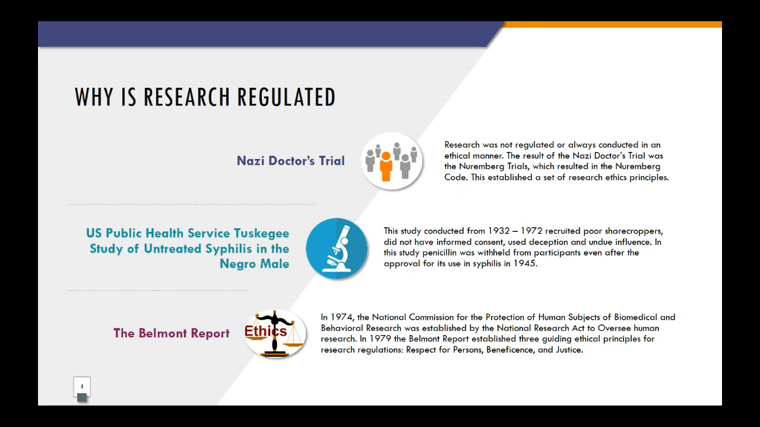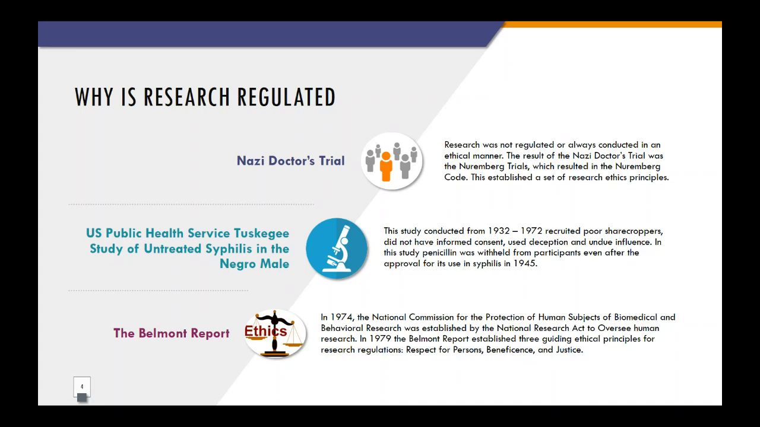So back during World War II, you had the Nazis who were capturing Jewish people and doing research on them that was really unethical. This is an example of research that was not regulated or conducted in an ethical manner. So what happened is they took all of those Nazi doctors and put them on trial, and it was called the Nuremberg trials. And this resulted in the Nuremberg Code, which was our first established set of research ethics principles.